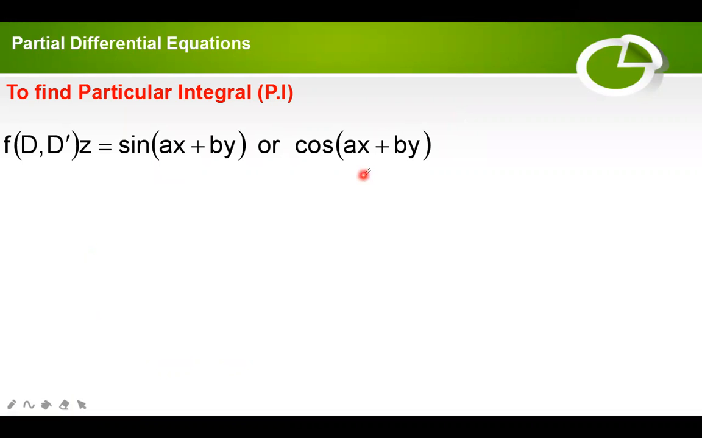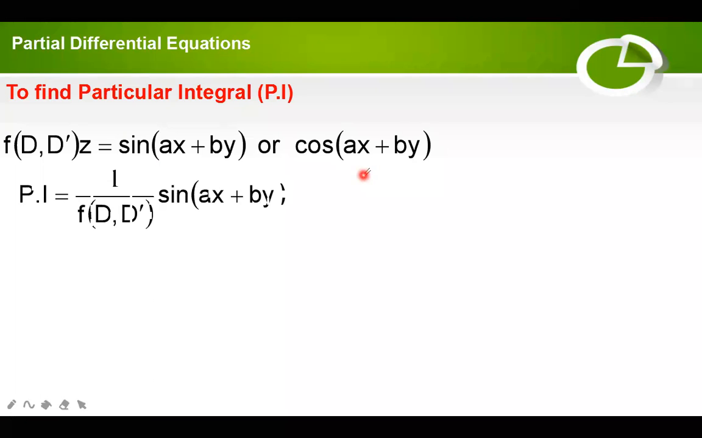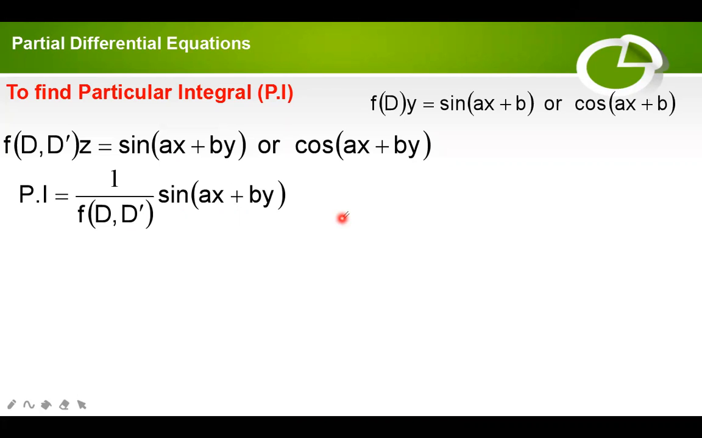So the complementary function is common for any method. For PI, PI equal to 1 upon f of D, D dash of either sine or cos. Already we have discussed in the case of an ordinary differential equation, f of D of y equal to either sine or cos, how to find PI. So PI equals 1 upon f of D into sin(ax plus b) or cos(ax plus b). In this case, we replace D square with minus a square.